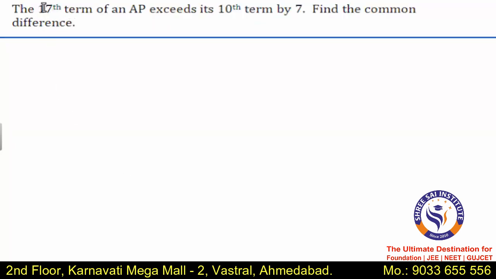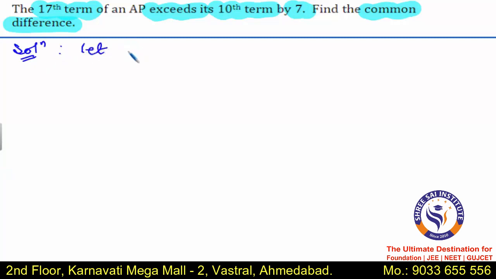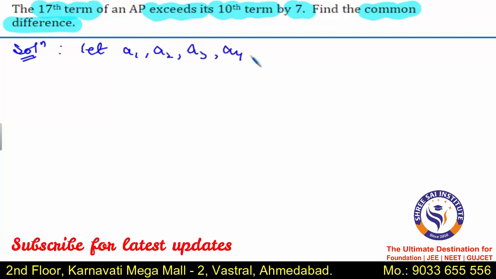This question says that the 17th term of an AP exceeds its 10th term by 7. We have to find the common difference. First, let us suppose the given AP has terms A1, A2, A3, A4 and so on.